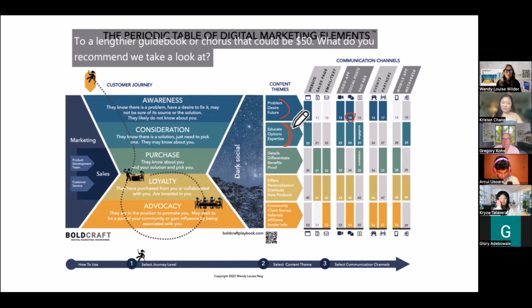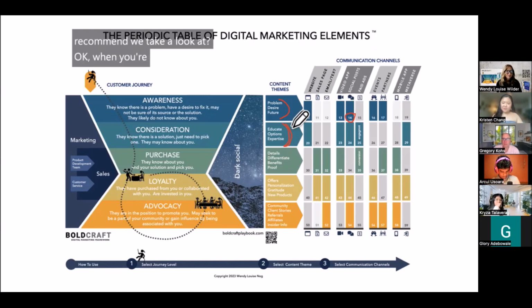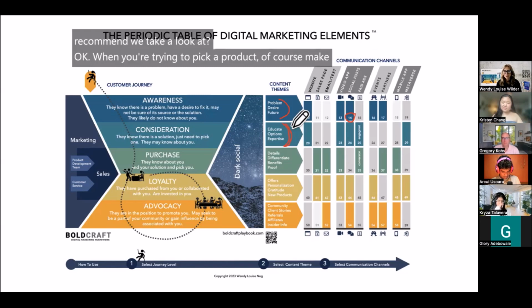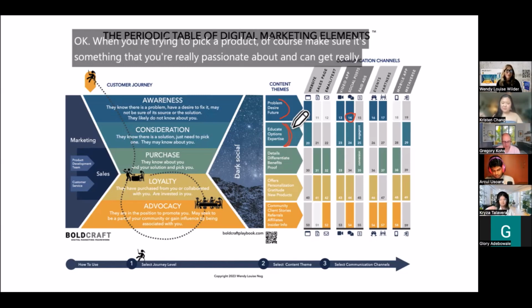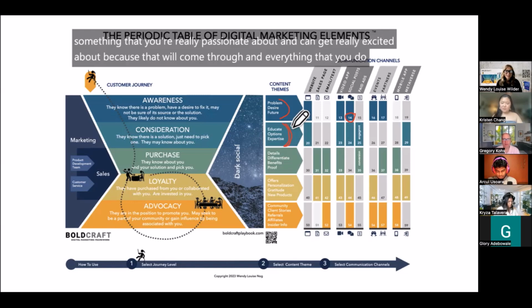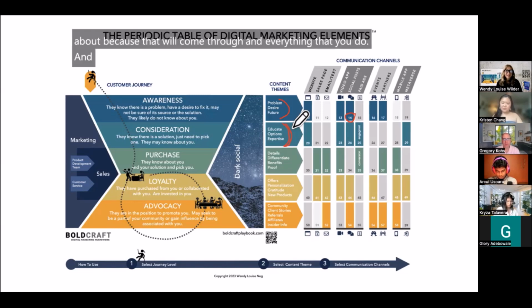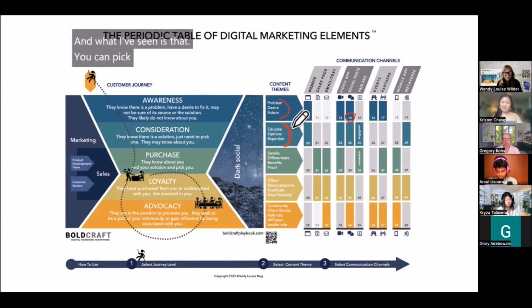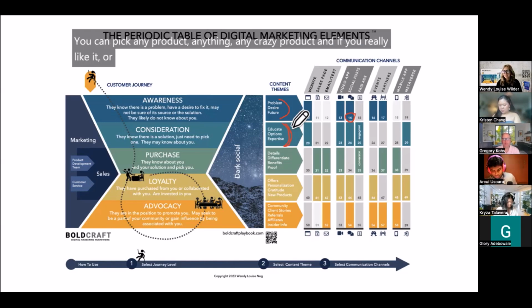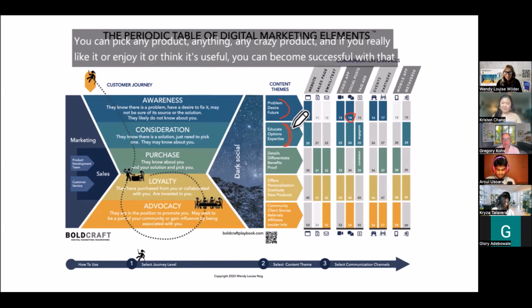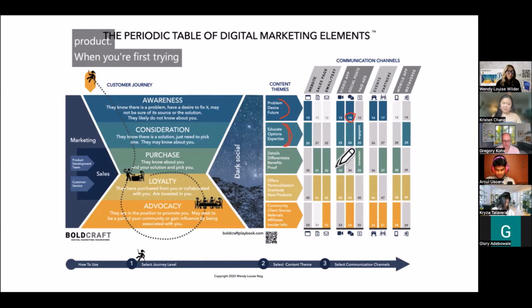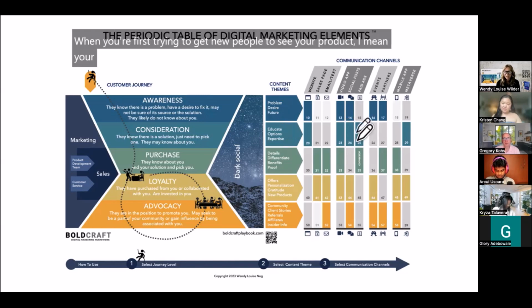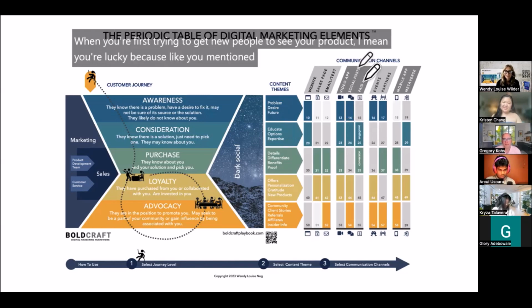Okay, so when you're trying to pick a product, of course, make sure it's something that you're really passionate about and can get really excited about, because that will come through in everything that you do. And what I've seen is that you can pick any crazy product, and if you really like it or enjoy it or think it's useful, you can become successful with that product. When you're first trying to get new people to see your product, you're lucky because, like you mentioned, you're already really engaged in social media.